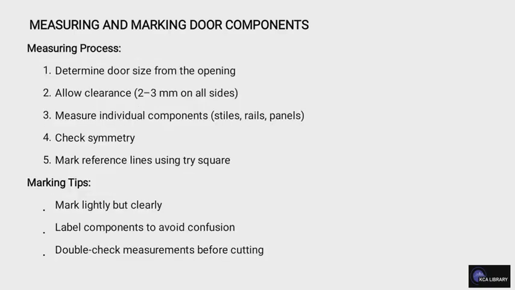Measuring and marking of door components. The measuring process includes determining the door size from the opening, allowing clearance of 2 to 3 mm on all sides, and also measuring individual components like the stiles, the rail, and the panel. You then check the symmetry, and lastly, you mark reference lines using a try square.